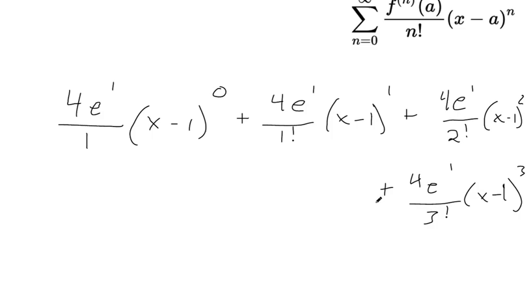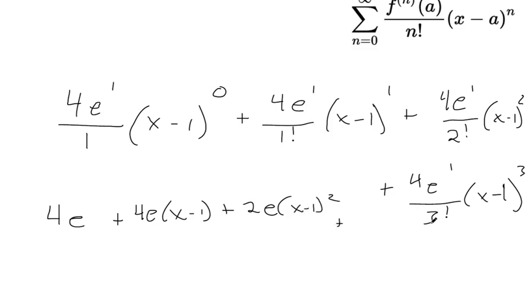I think that's everything. Now if we just simplify, this is just going to be 4e for the first term, because that's 1. This is 4e times x minus 1 for the next term. And then the next one, we got 4e divided by 2 factorial. So 2 times 1 is 2. So 4 divided by 2 is 2. So that's 2e times x minus 1 squared.